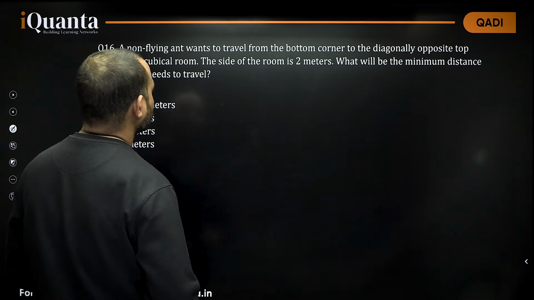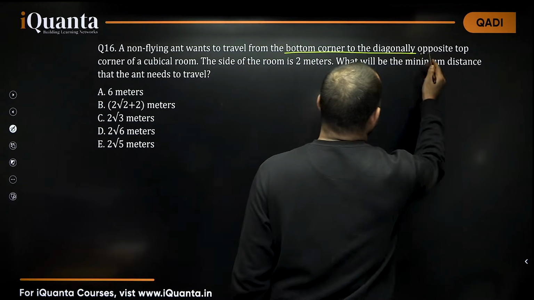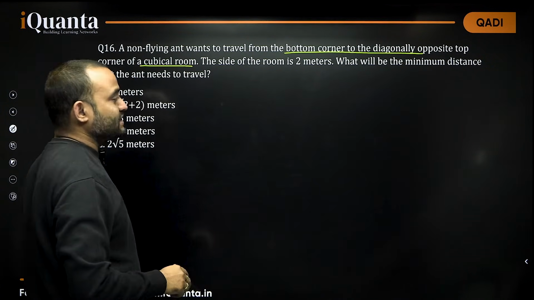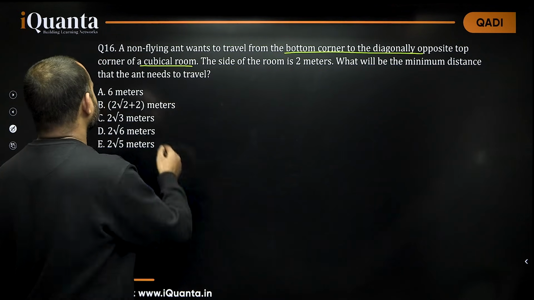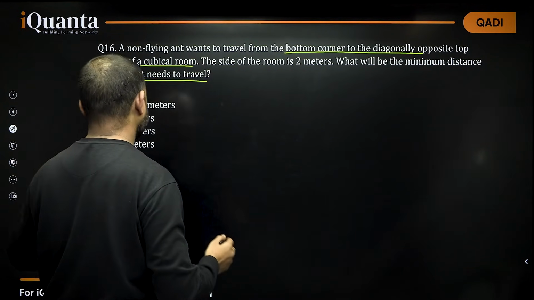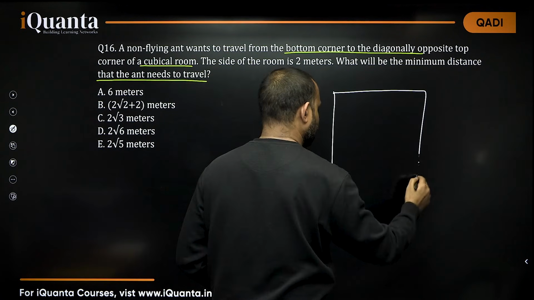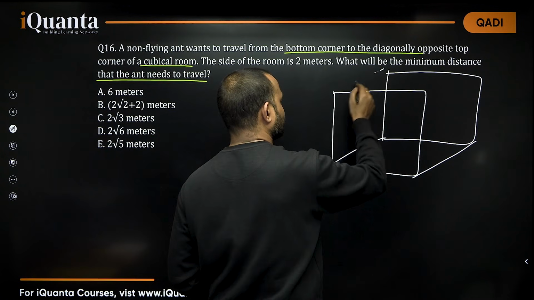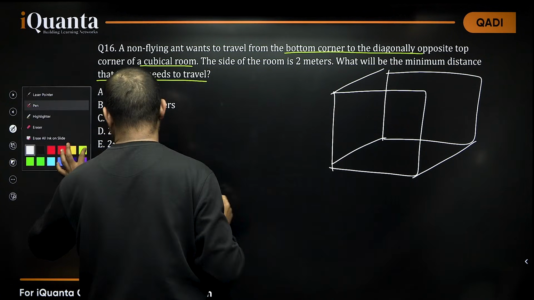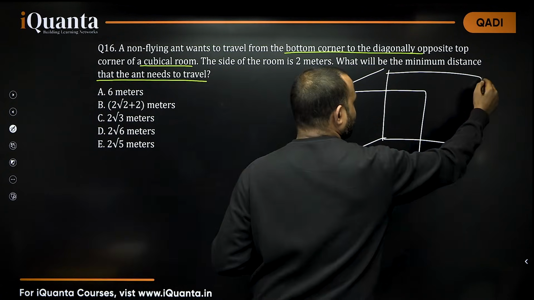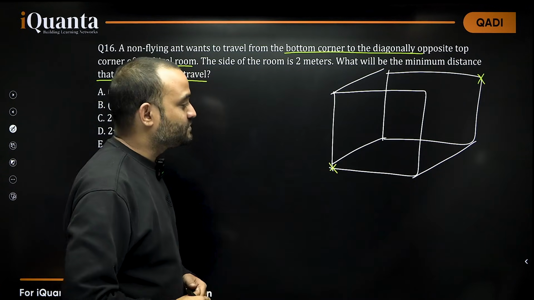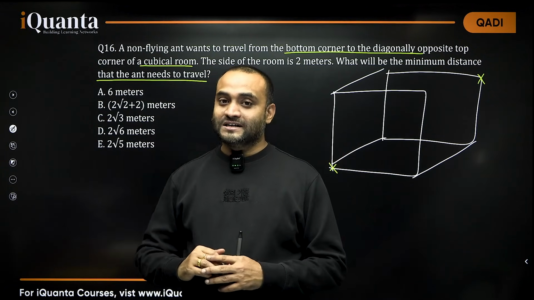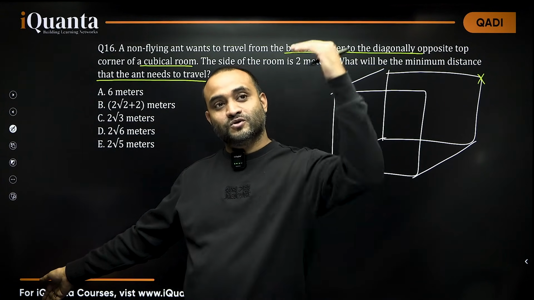A non-flying ant wants to travel from the bottom corner to the diagonally opposite top corner of a cubical room. The side of the room is 2 meters. What will be the minimum distance that the ant needs to travel? So this is 1 cube, like this. The ant is here at this point initially, and it wants to reach here. What will be the minimum distance?